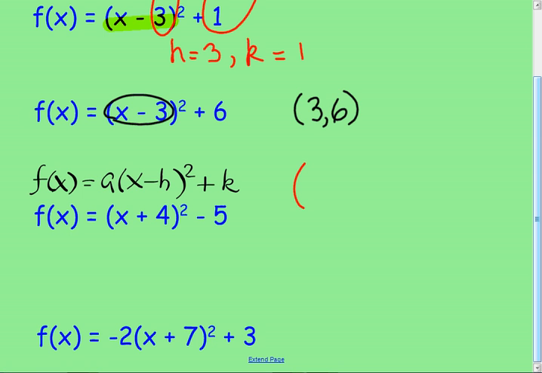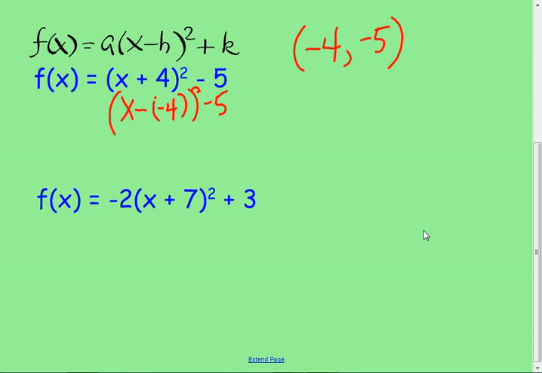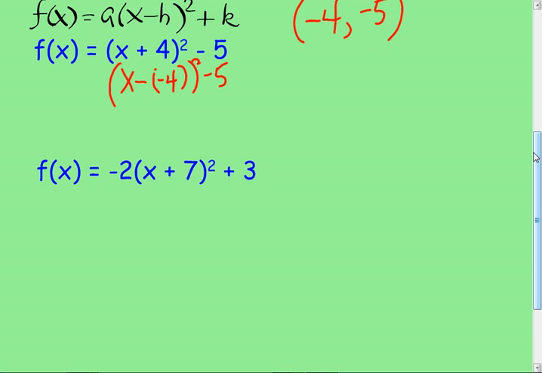Okay, what is the x coordinate here? Now be careful, it's supposed to be x minus h. So it's -4. And what's the y value? -5. Okay, try the next one. So she's going to give us the x value and the y value, and I'm going to walk around and see how you're doing.